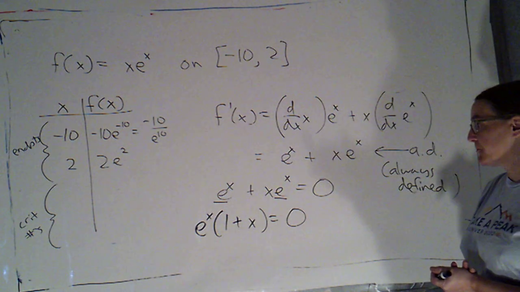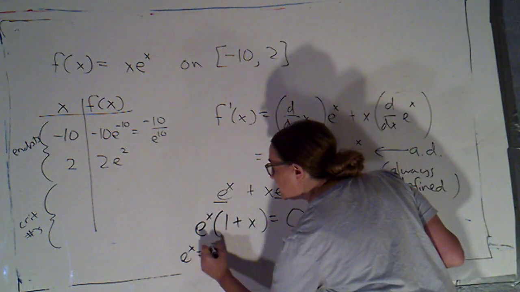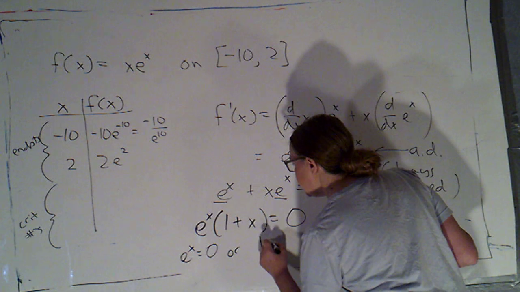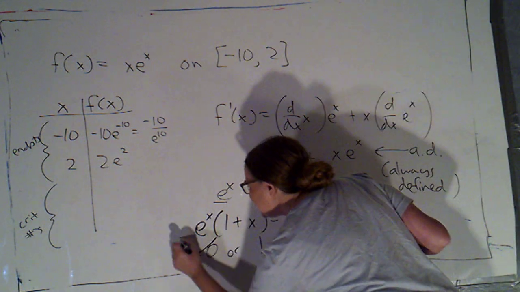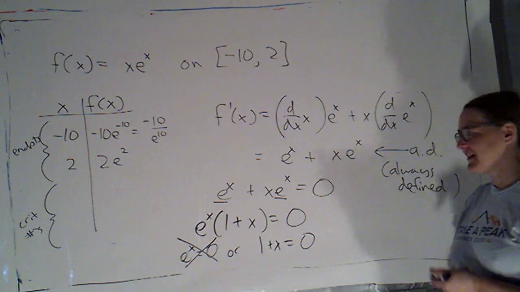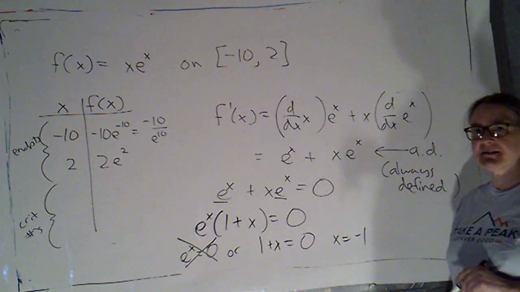Because then I know that if 2 things multiply to give me 0, one of them is equal to 0. So either e to the x is 0 or 1 plus x is 0. But I know that e to the x is never 0. So that's not going to give me any solutions. And if 1 plus x is 0, well, x is -1.